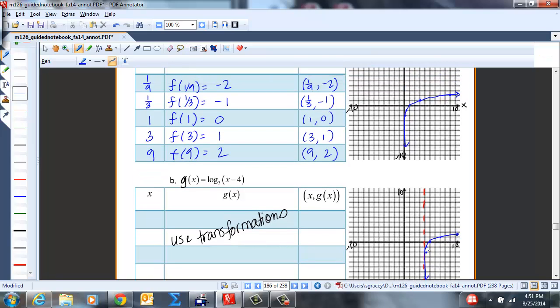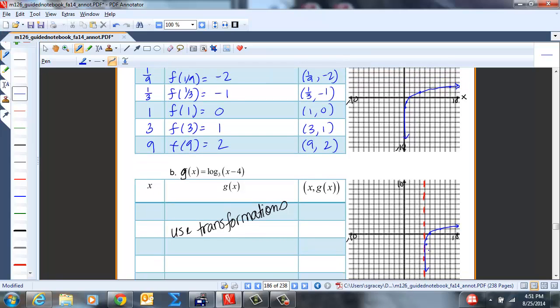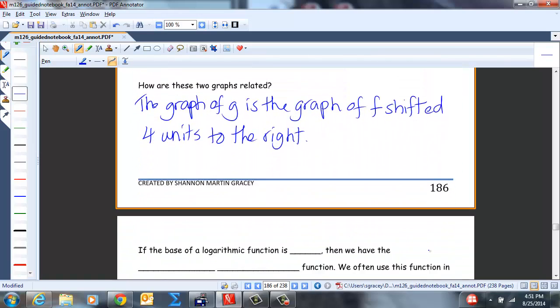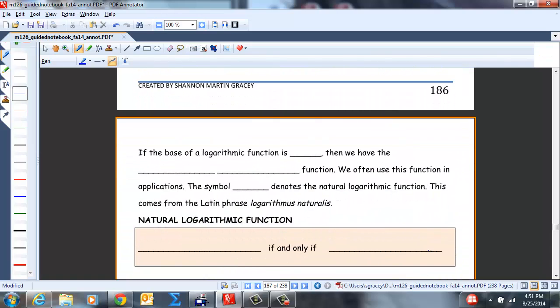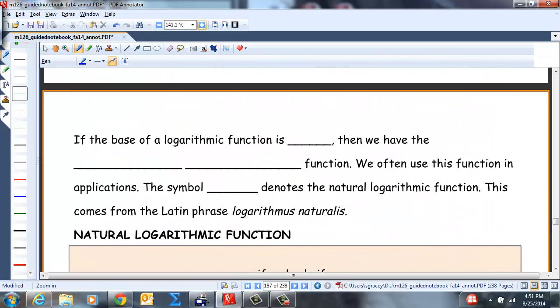How are we doing? Are we doing okay? Awesome. All right. So moving right along, we'll increase the window again.